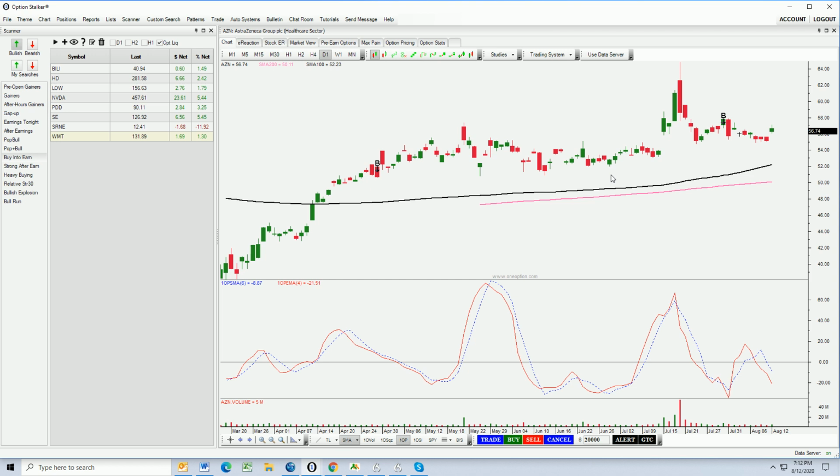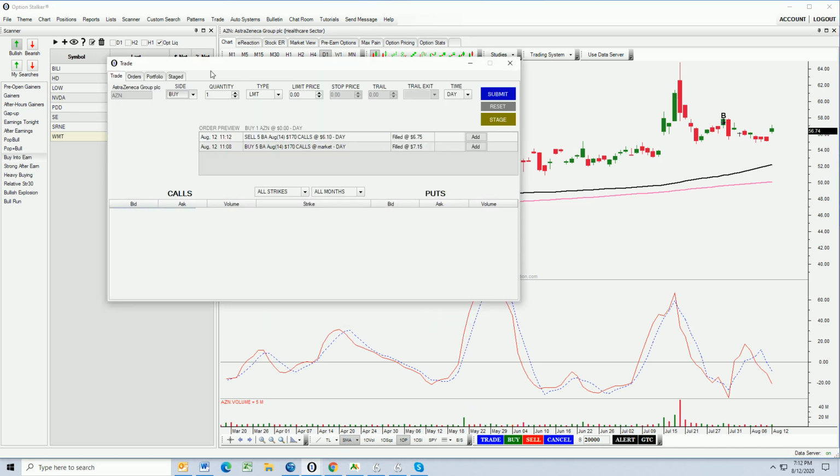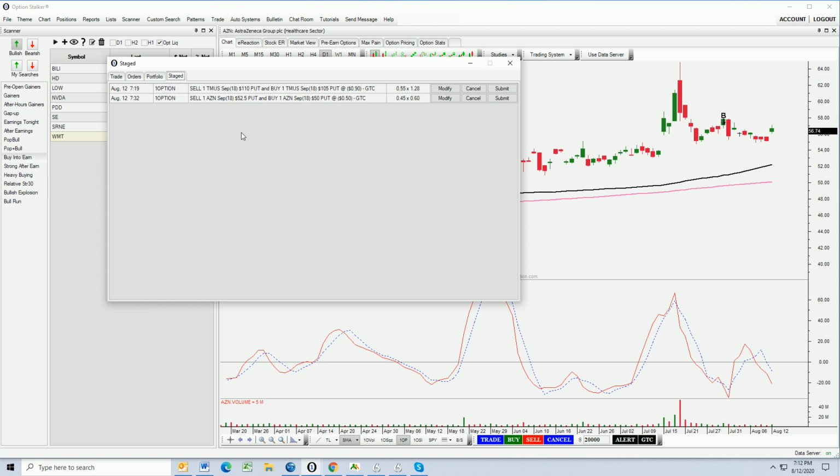So we are going to go back out to the normal monthly expiration in September. And I'm going to go to the staged order entry screen so you can see what we're trying to do here. In this case, we're going to sell the AZN September 18 52.50 puts, and we're going to be buying the $50 puts. And you guessed it, we're going to be trying to do that for a 50-cent credit.